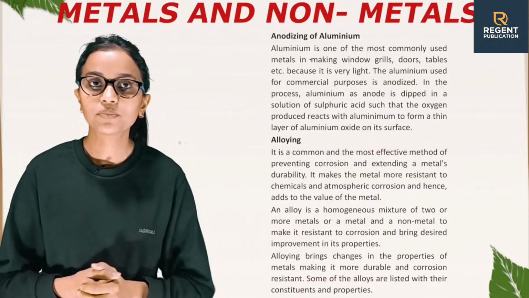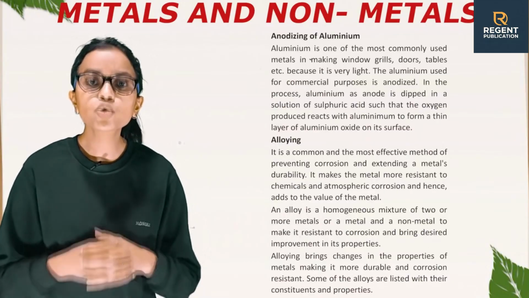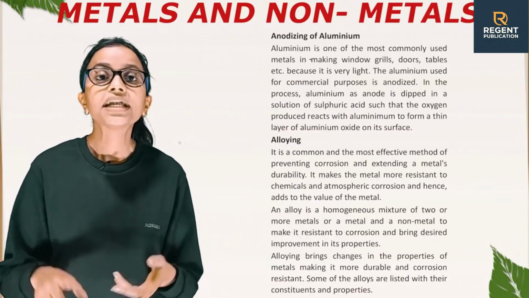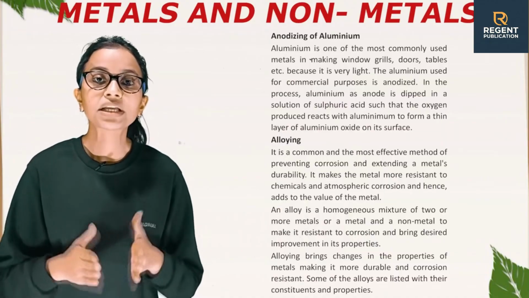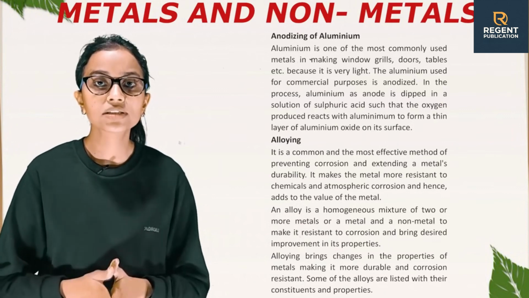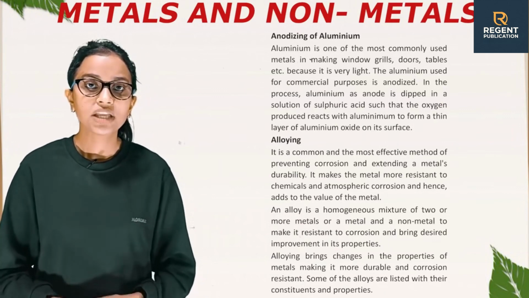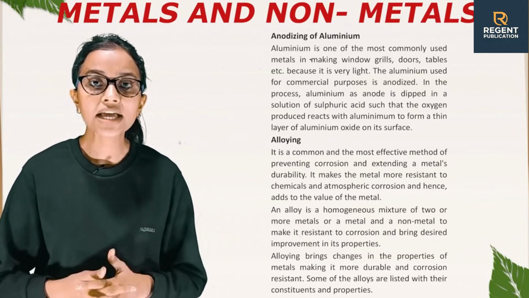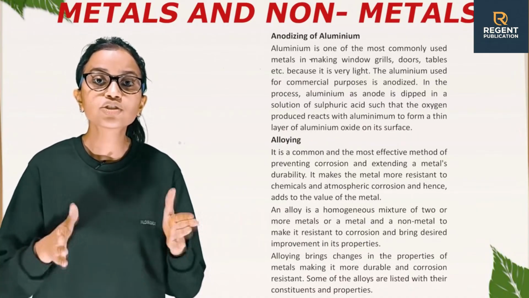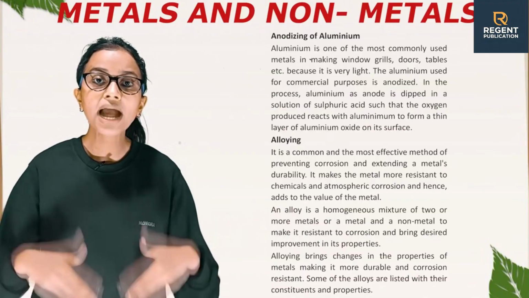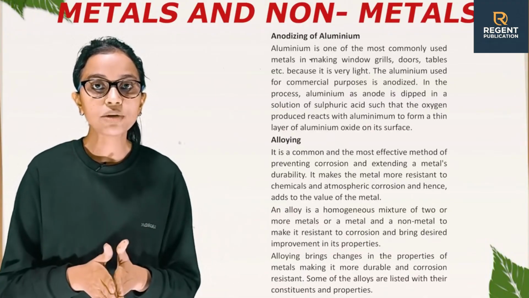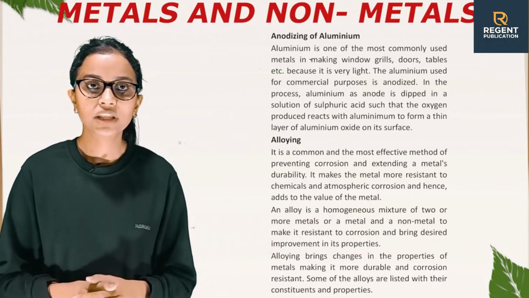Anodizing of aluminium. Aluminium is one of the most commonly used metals in making window grills, doors, tables, etc. because it is very light. The aluminium used for commercial purposes is anodized. In the process, aluminium as anode is dipped in a solution of sulfuric acid such that the oxygen produced reacts with aluminium to form a thin layer of aluminium oxide on its surface.